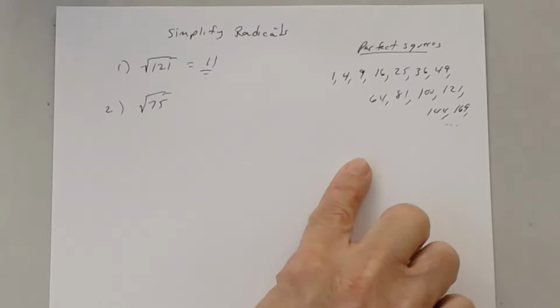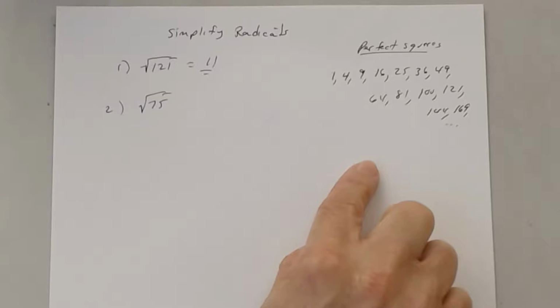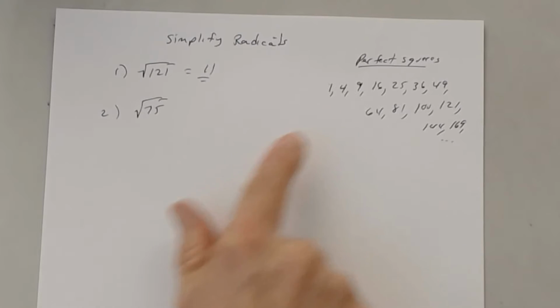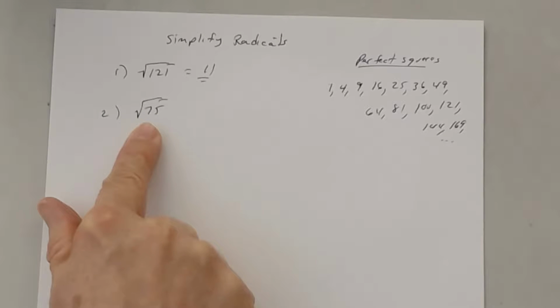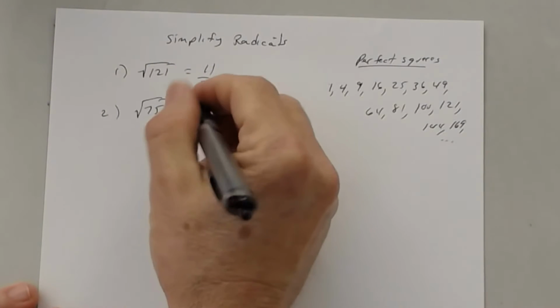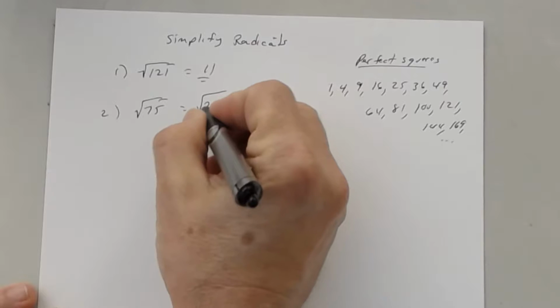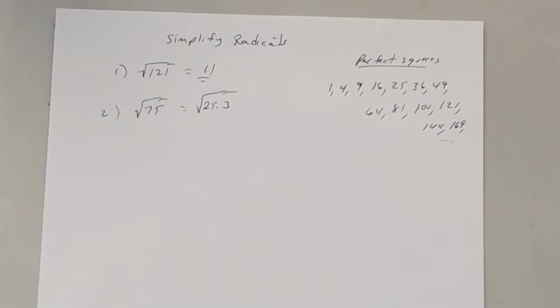It makes it a lot easier if you use the largest perfect square. 81 does not go into 75 evenly. Is there a perfect square listed here besides 1 that goes into 75 evenly? 25. Because I can write the square root of 75 as the square root of 25 times 3. 25 times 3 is 75. You always want to make sure that when you write the radicand as a product, one of your factors is a perfect square. That's what we mean by simplifying. You want to remove as many perfect squares as a factor as possible.